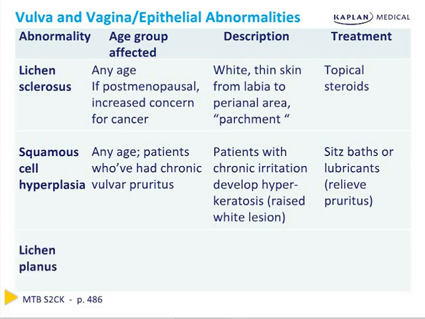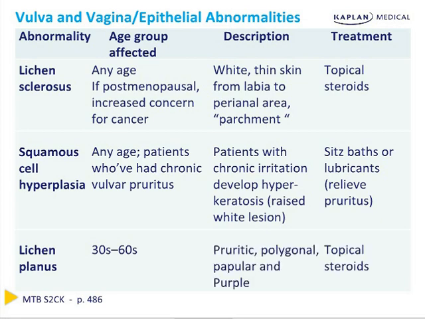The last vulvar dermatose that we'll talk about in this group is lichen planus, which typically will present in the 30s to 60s and is described using the 4 Ps: pruritic, polygonal, papular, and purple. This also is treated with topical steroids.